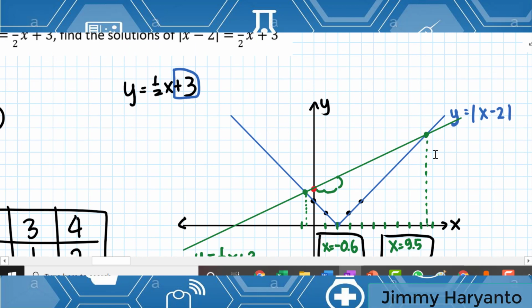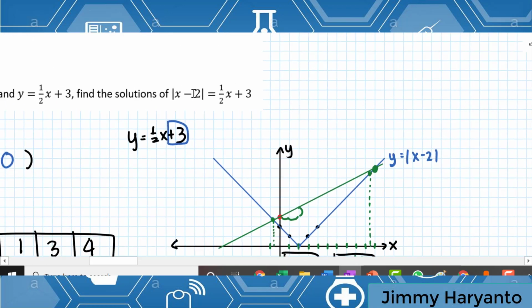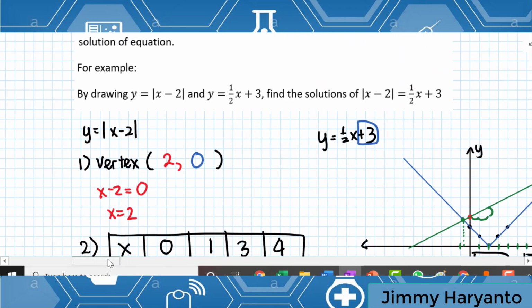What's wrong with that? Oh, I missed it. Not too accurate for this one. It should be like this. There you go. You have to draw it accurately. So the intersection will be right here. It's 10, guys, 10. Okay, that is how to solve an equation of an absolute value function using graphing.